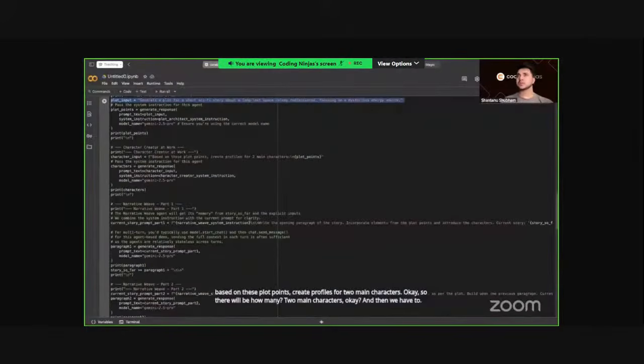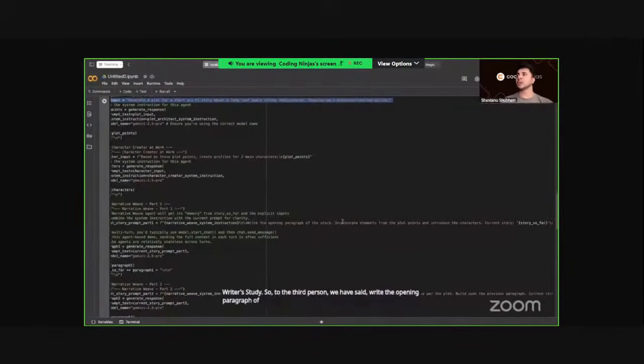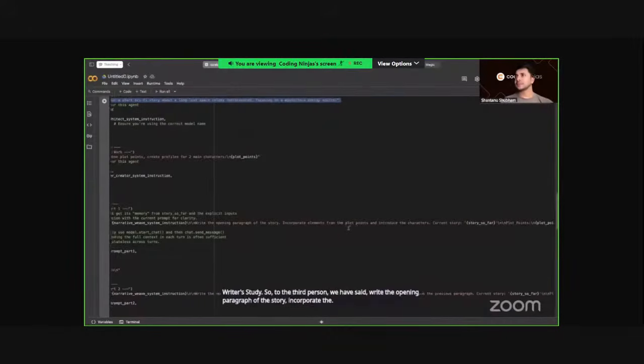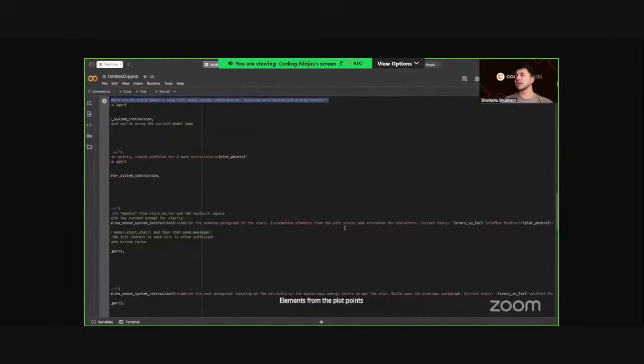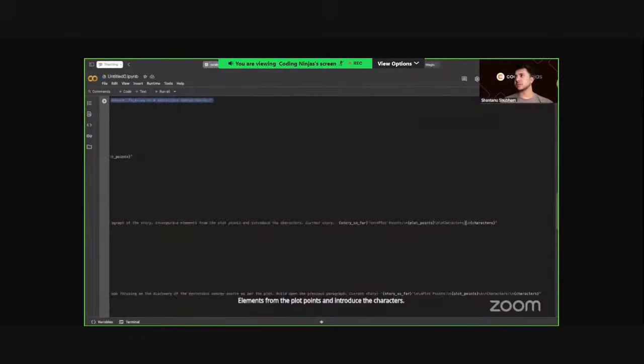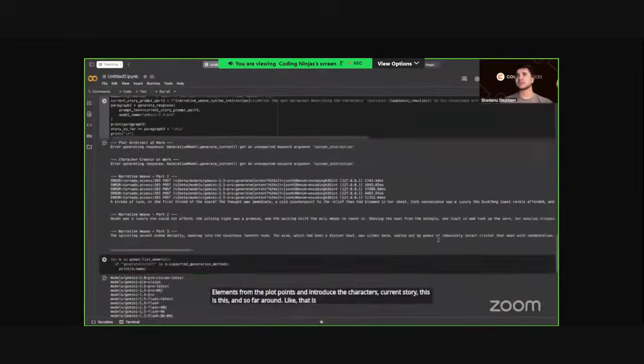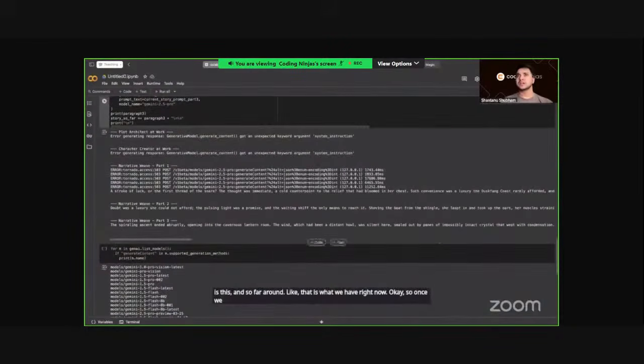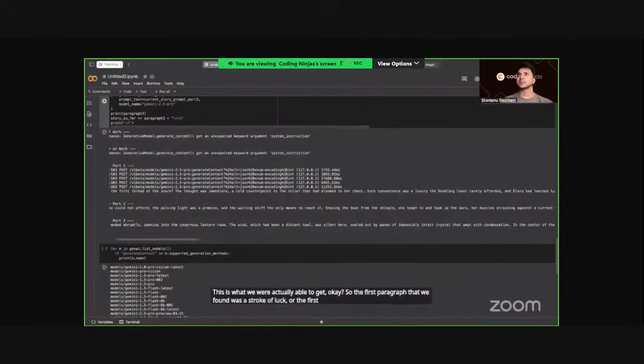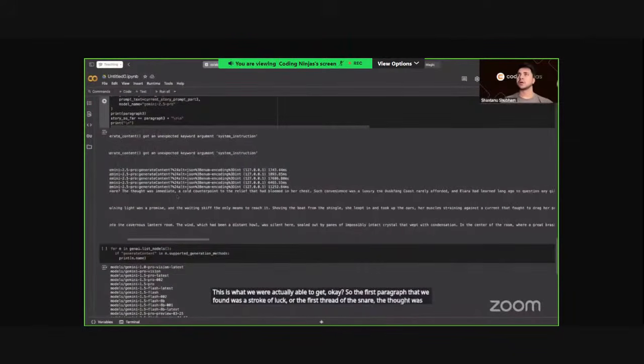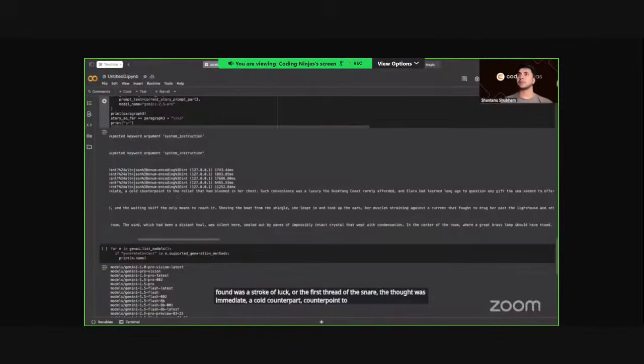And then we have to write a story. So to the third agent, we have said, write the opening paragraph of the story, incorporate the elements from the plot points and introduce the characters, current story, and so far along. That is what we have right now. Once we did this, this is what we were actually able to get. The first paragraph that we found was: a stroke of luck, or the first thread of the snare, the thought was immediate, a cold counterpoint to the relief that had bloomed in her chest, etc.